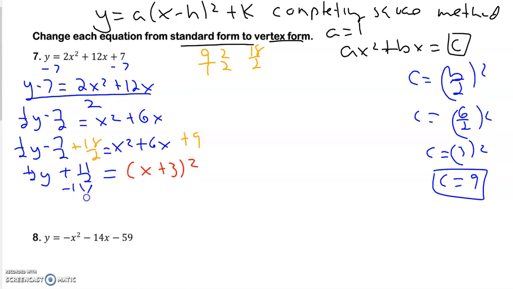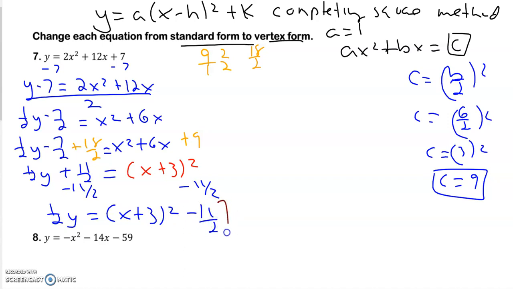Then we need to subtract 11 over 2, and then you get 1 over 2 y equals (x plus 3) squared minus 11 over 2. We're almost done. We want to get y by itself, so I'm going to multiply everything by 2, and I get y equals 2(x plus 3) squared minus 11.